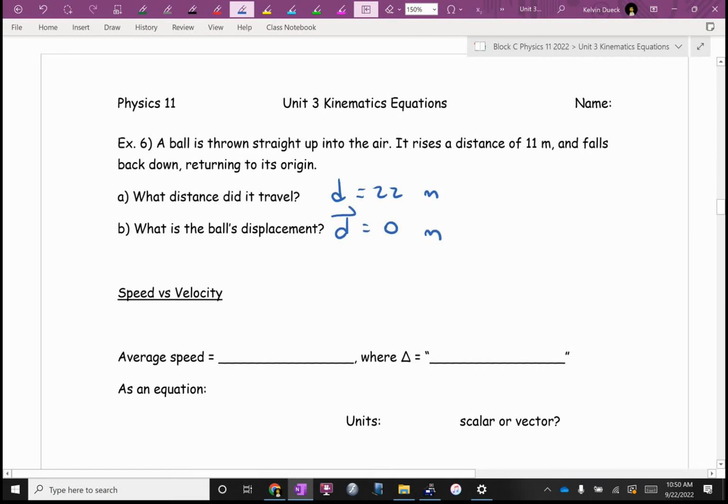I'm not going to ask you questions like that on the test. That was just to help you get a feel for the difference between distance and displacement, and also hopefully help you kind of memorize which one's the scalar and which one's the vector, because I don't have a dumb, stupid way for you to remember which is which.